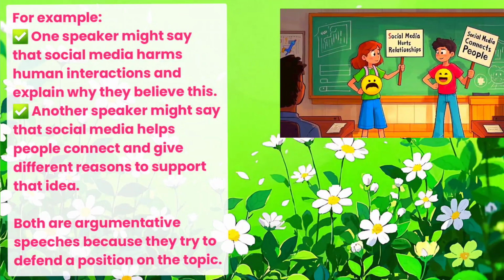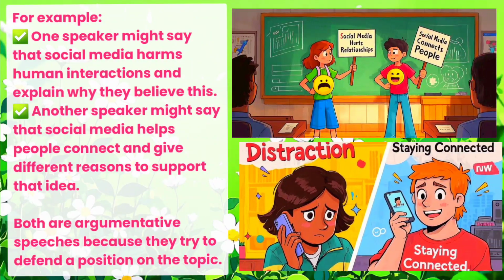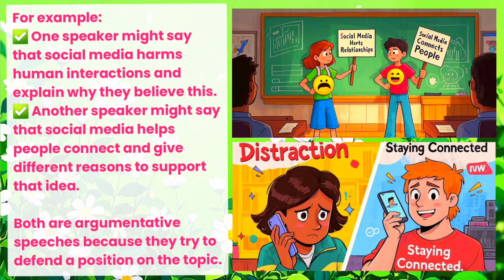For example, one speaker might say that social media harms human interactions and explain why they believe this. Another speaker might say that social media helps people connect and give different reasons to support that idea. Both are argumentative speeches because they try to defend a position on the topic.